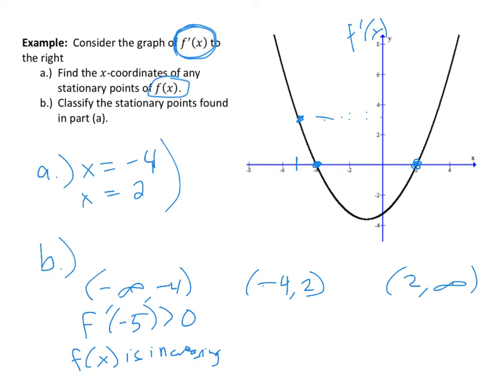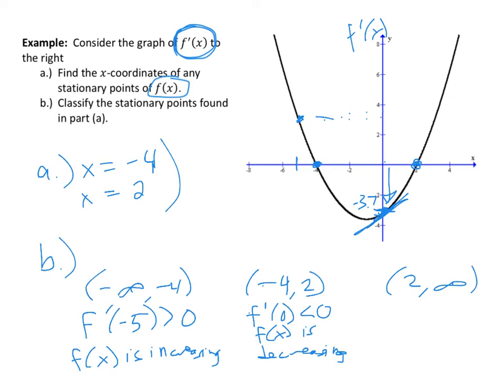Right? What about f prime of 0? What is the derivative at 0 here? Well, at 0, if I go down, this is a negative value. Again, I'm not talking about the slope. I'm talking about the fact that this value is down here at like -3.7 or something. Right? F prime of 0 is negative, and that means that f of x is decreasing.